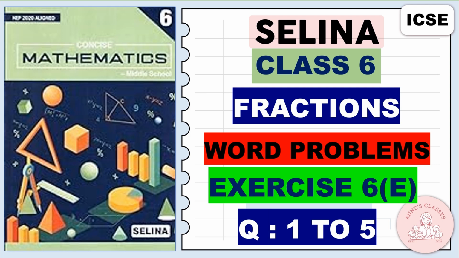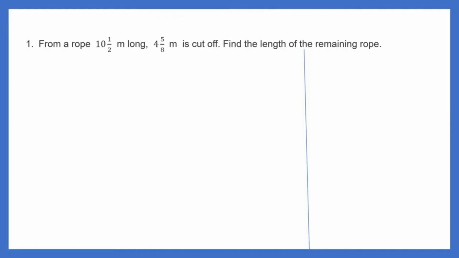Let's do fractions, exercise 6E. We're going to work out word problems. So let me read out the first word problem and let's identify which operation. Now that all of you know how to work out the different operations in fractions, that is addition, subtraction, multiplication and division, we're going to start working out word problems based on these operations.